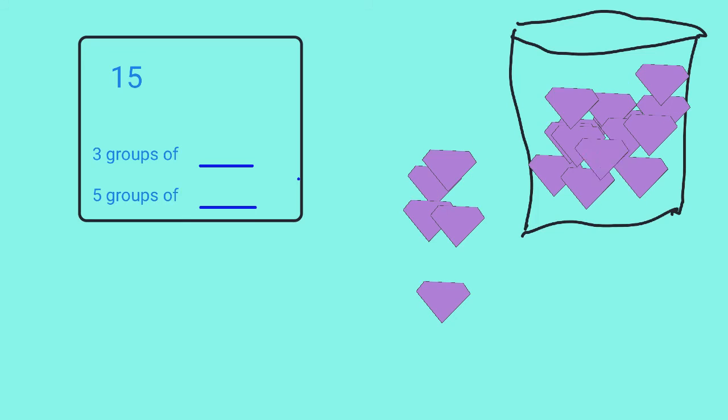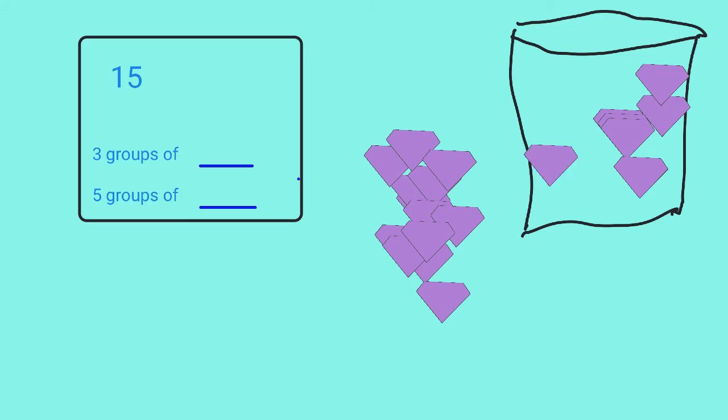1, 2, 3, 4, 5, 6, 7, 8, 9, 10, 11, 12, 13, 14, 15. All right, and this time we want to divide these 15 diamonds into 3 separate groups. How do we know how to divide 15 by 3? We know what 3 times something equals 15. So 15 divided by 3 groups would equal what number, everyone? Get ready.